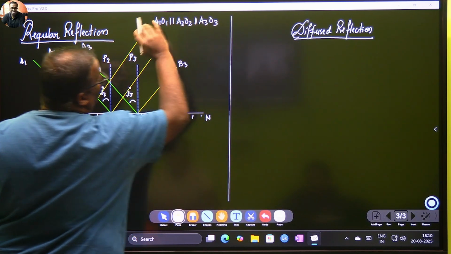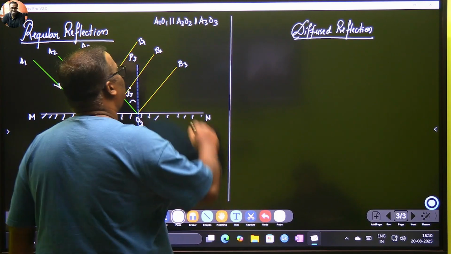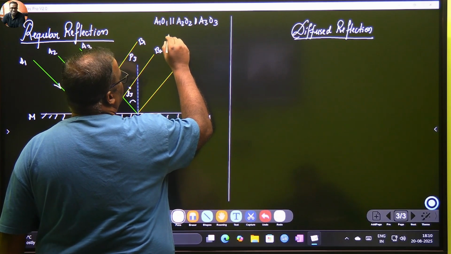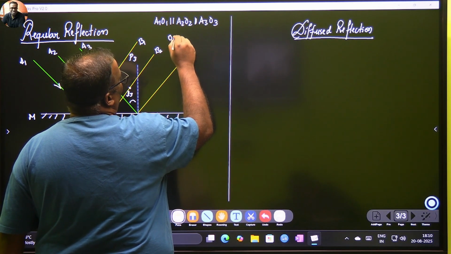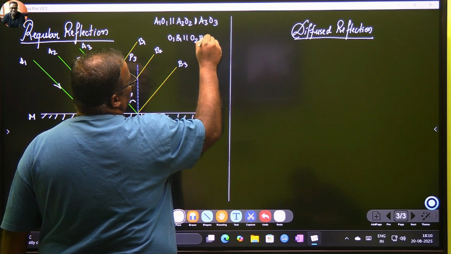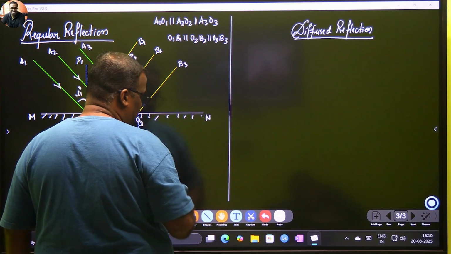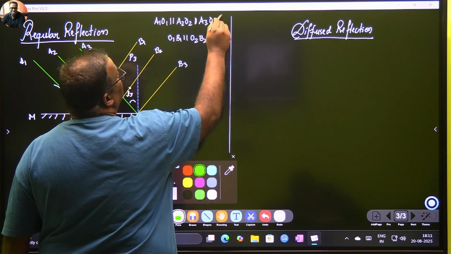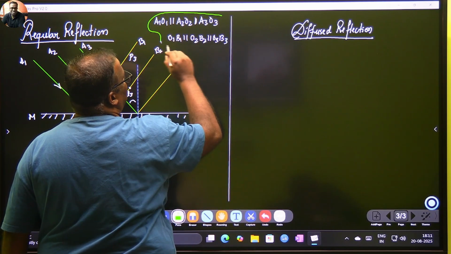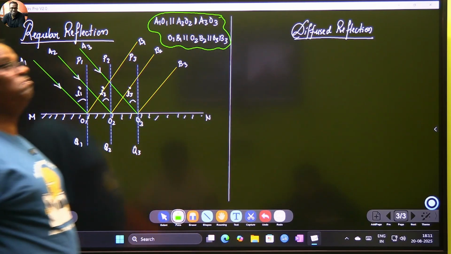This means the 3 incident rays which came, they came parallelly. And they are also reflected back parallelly. That means we have O1B1 is parallel to O2B2 is parallel to O3B3. This is the guiding principle for regular reflection. In regular reflection, a parallel beam of incident rays is reflected back parallelly.